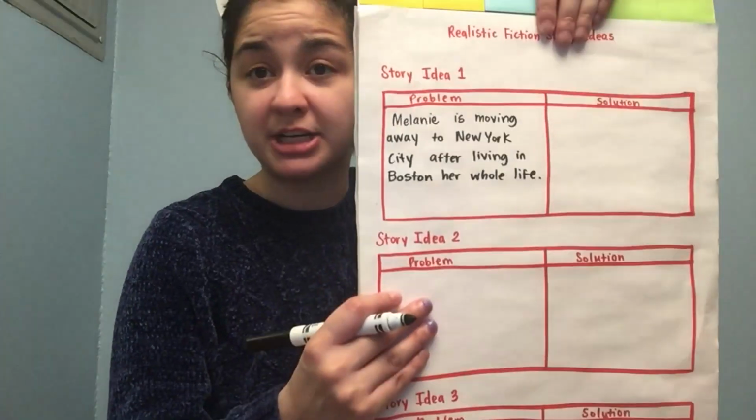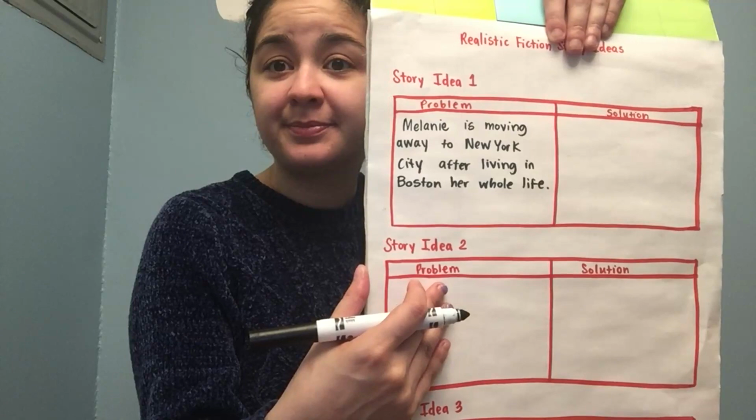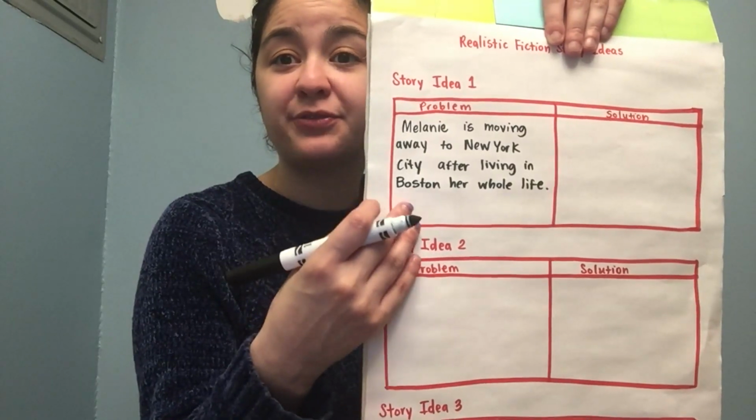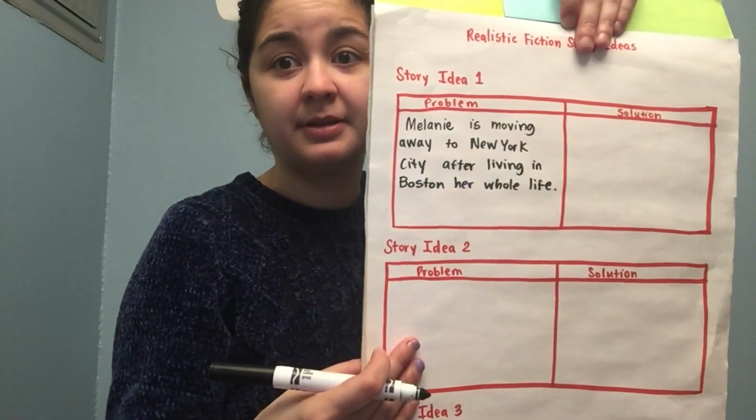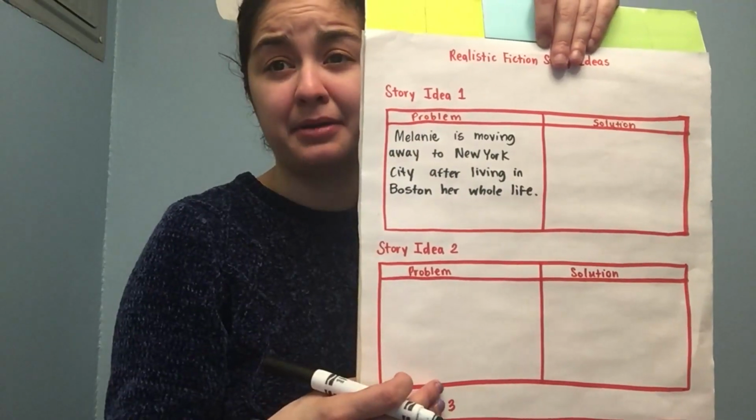I don't get too much into detail. I don't spill the beans. I give just enough so you know what's gonna go wrong. Okay? This is a problem because she feels sad about it. Okay? She's lived in Boston her whole life and that's why she's sad.